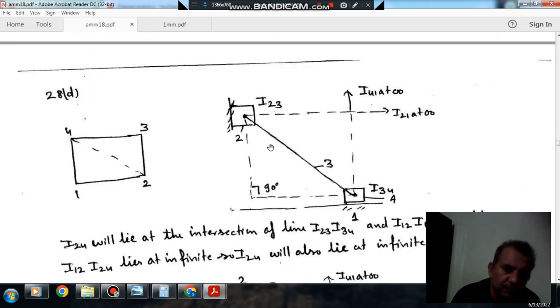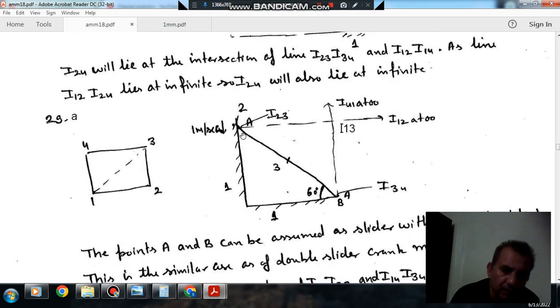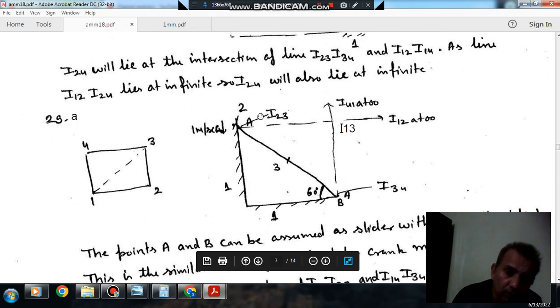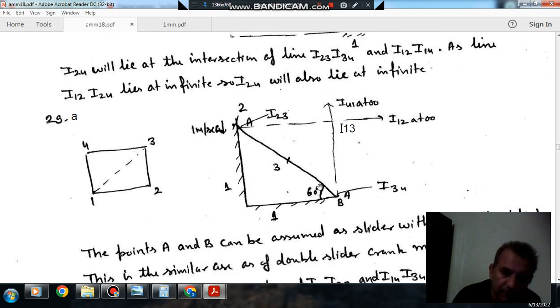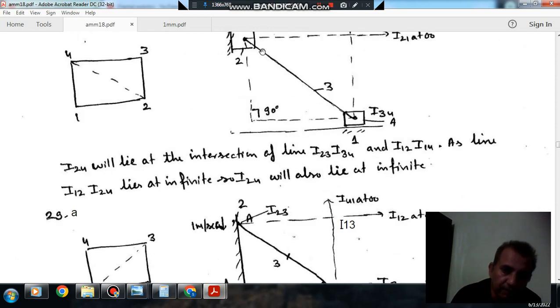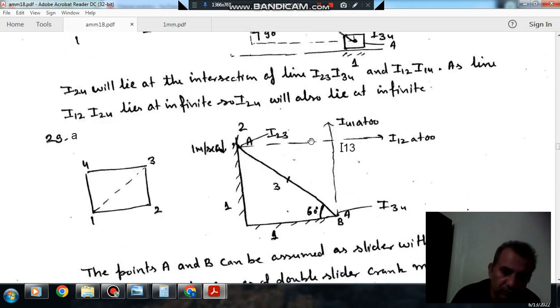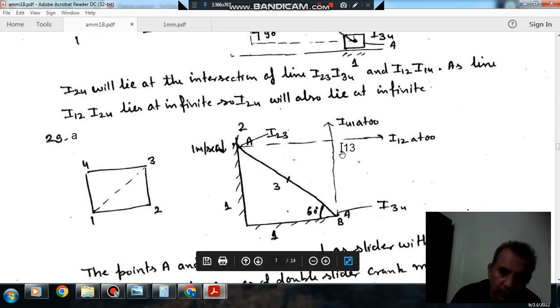So this arrangement can be assumed like this, this is your rod. We can assume that A is sliding along this wall and B is sliding along this wall. So we can assume that there is a slider at point A and there is another slider at point B. And the I centers will be like those in the previous question. So I12 will be at infinity, I41 will be at infinity, and this is I23, this is I34, and this is I13. Okay.